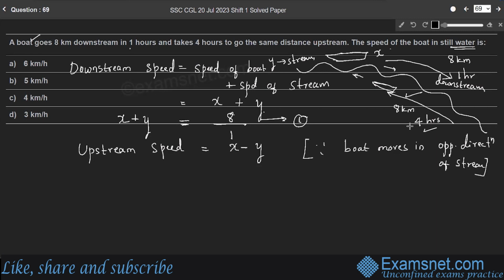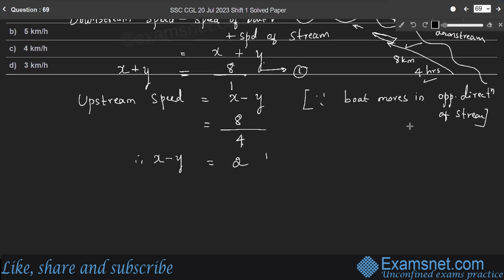Therefore, upstream speed is x minus y. In general terms, speed is distance by time. So the boat covers the same distance, which is 8 kilometers, in 4 hours. Therefore, x minus y, which is the upstream speed, is equal to 2 kilometers per hour, right? Let it be equation 2.